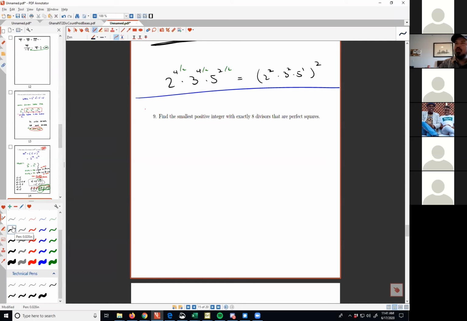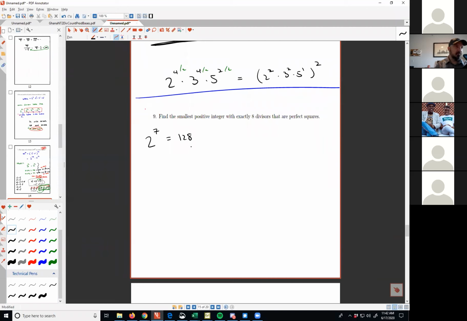Can somebody give me one example of an integer with 8 positive divisors? Two to the power of 7. True. That's one example. 128 has exactly 8 positive divisors. What's another one?